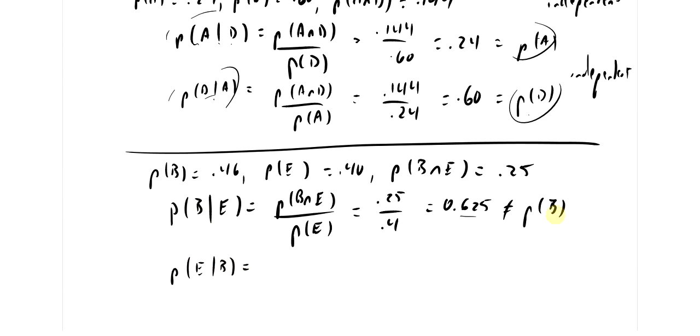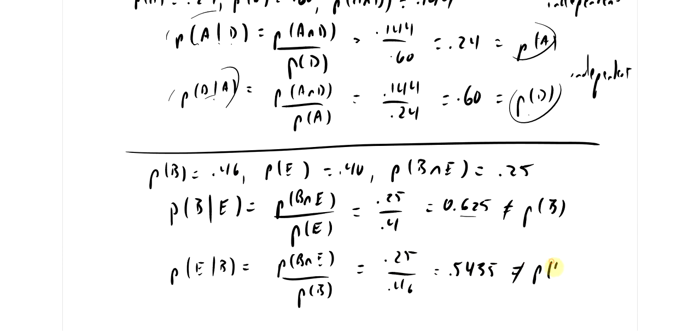Well, this should not be equal to the probability of E, right? Because if it did, that would say they're independent, which means that this would have to be equal to the probability of B. So, the probability of the intersection over the probability of B. The probability of the intersection is 0.25. The probability of B is 0.46. Well, that's going to be bigger than 50%, isn't it? 0.5435. Does not equal the probability of E.